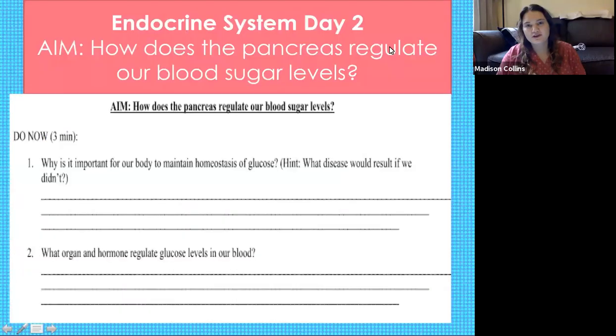Welcome back. This is day 2 of your endocrine system. So today's aim is how does the pancreas regulate our blood sugar levels? Okay, but before we get into that, you guys have got 2 do now questions.